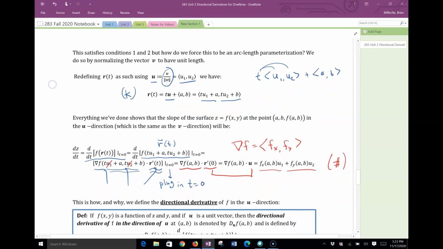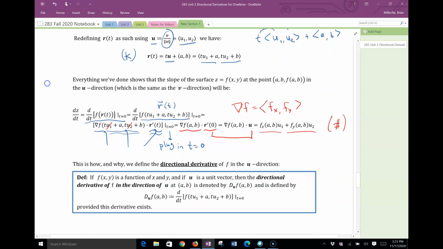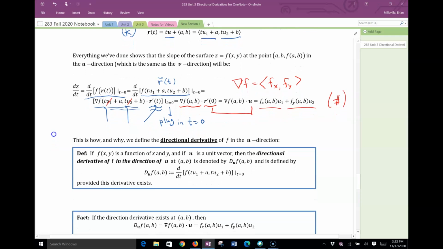All right, so that leads us to our definition. This is how and why we should define the directional derivative of a two-variable function to be the derivative of that composition evaluated at t equals 0, assuming that derivative exists. Now, I have more in the equal sign up above, but that second or third equals came from the chain rule. So there's the definition of it. Again, it's the derivative of the height function at the appropriate value of t, assuming the derivative exists.